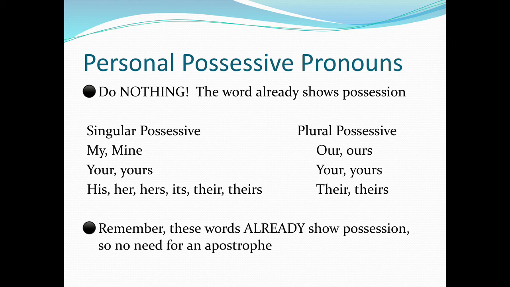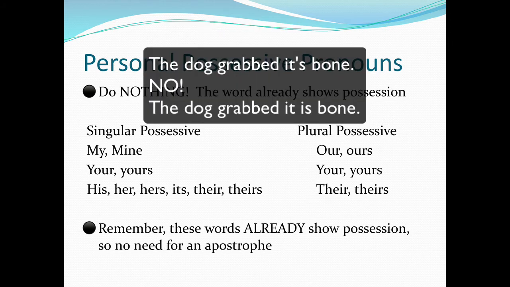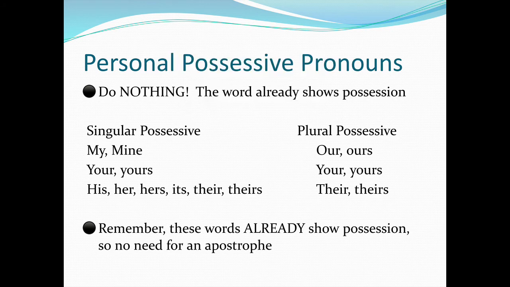Notice specifically ITS. If you write ITS, it already means possession. So if you say the dog grabbed its bone, you would use ITS, not IT apostrophe S, which you might remember from a few slides back means it is. So you would never want to say the dog grabbed it is bone. You would want to say the dog grabbed its bone. So in that case, that possessive does not take a contraction. That possessive does not use an apostrophe. It's already possessive in its ITS form.